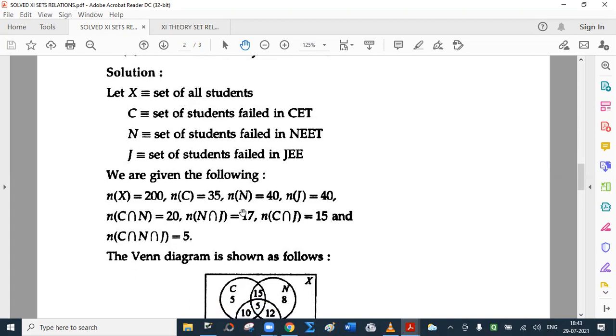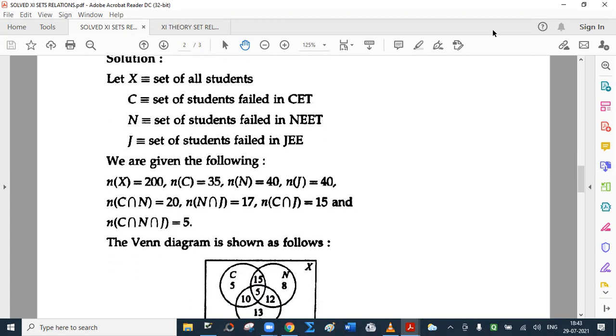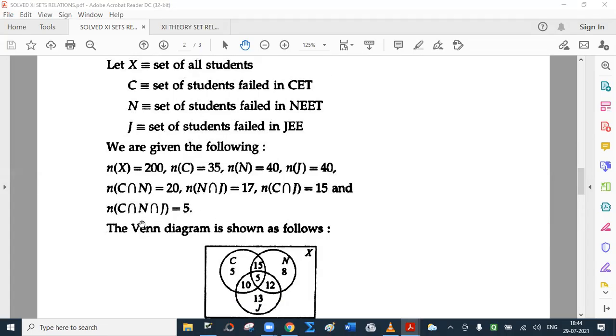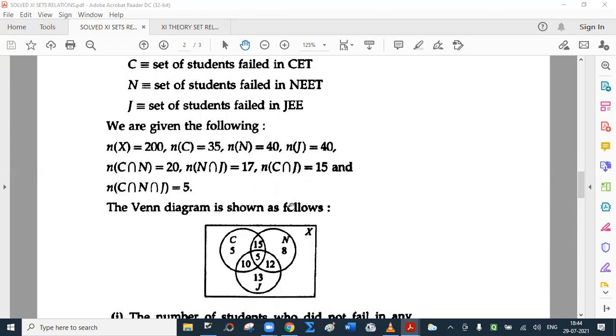Now this is interesting. Venn diagram. C corresponds to this. You need not draw 3 line segments, you can just say X equal to, same thing. Now, n of C intersection N intersection J is 5. Can you see the cursor? So this is 5.